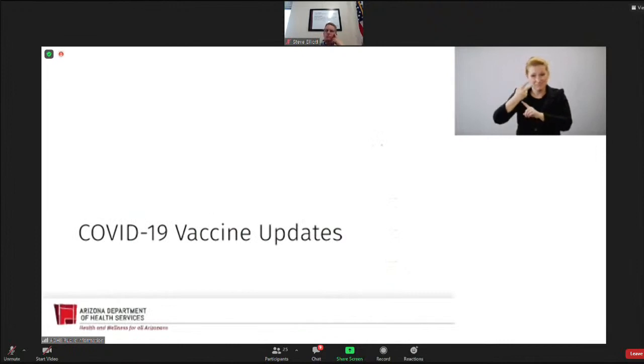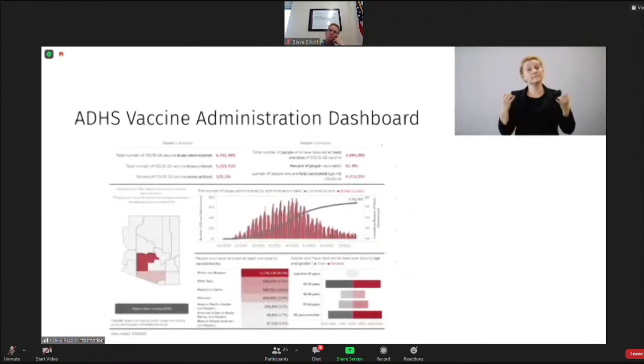I'm going to go through a couple of COVID-19 vaccine updates. So to date, 6.7 million doses of COVID-19 vaccine have been administered to 3.6 million unique individuals. We've got 3.3 million who are fully vaccinated. Over 51% of Arizona's total population has received at least one dose of vaccine, and 46% of the population has been fully vaccinated. When you look at the percentage of individuals who are eligible to be vaccinated in Arizona, so that is any individual who is 12 years old or older, 57% of the eligible Arizonans have received at least one dose.